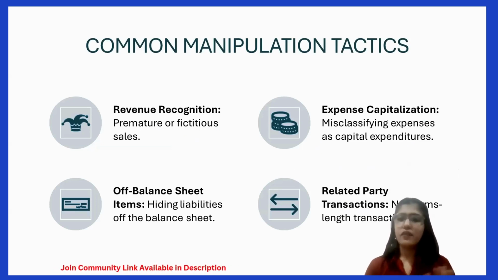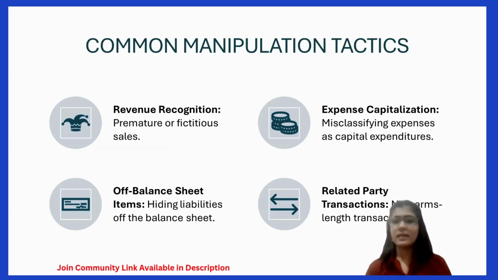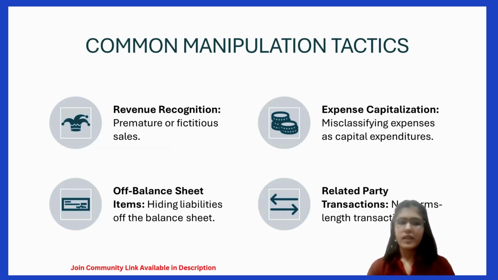So commonly there are four main tactics which companies use to window dress their financial statements. One of the major manipulation techniques is revenue recognition. Companies record fictitious sales or expenses which are not even incurred to inflate their profits. And then comes expense capitalization. Operating expenses are wrongly classified as capital expenses. And in the finance world, capital expenses are usually considered a positive indicator and therefore artificially boost profits.